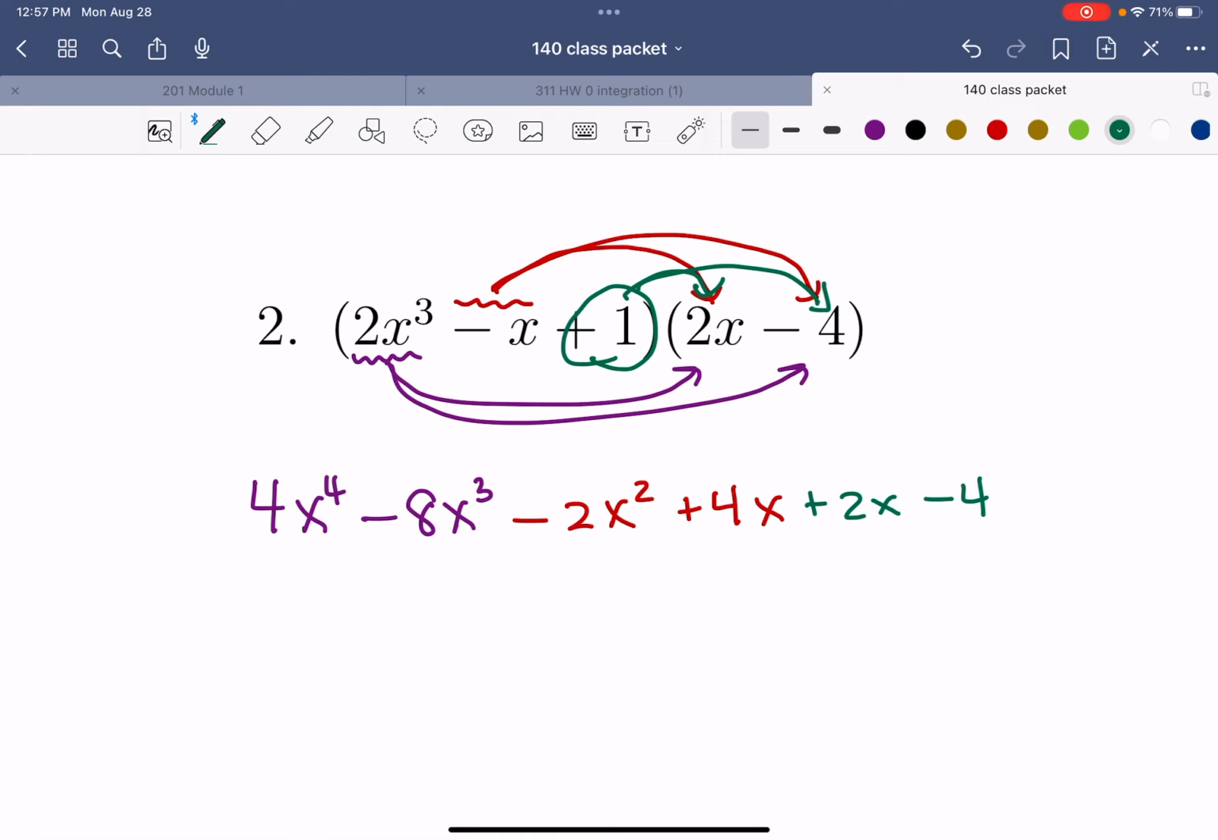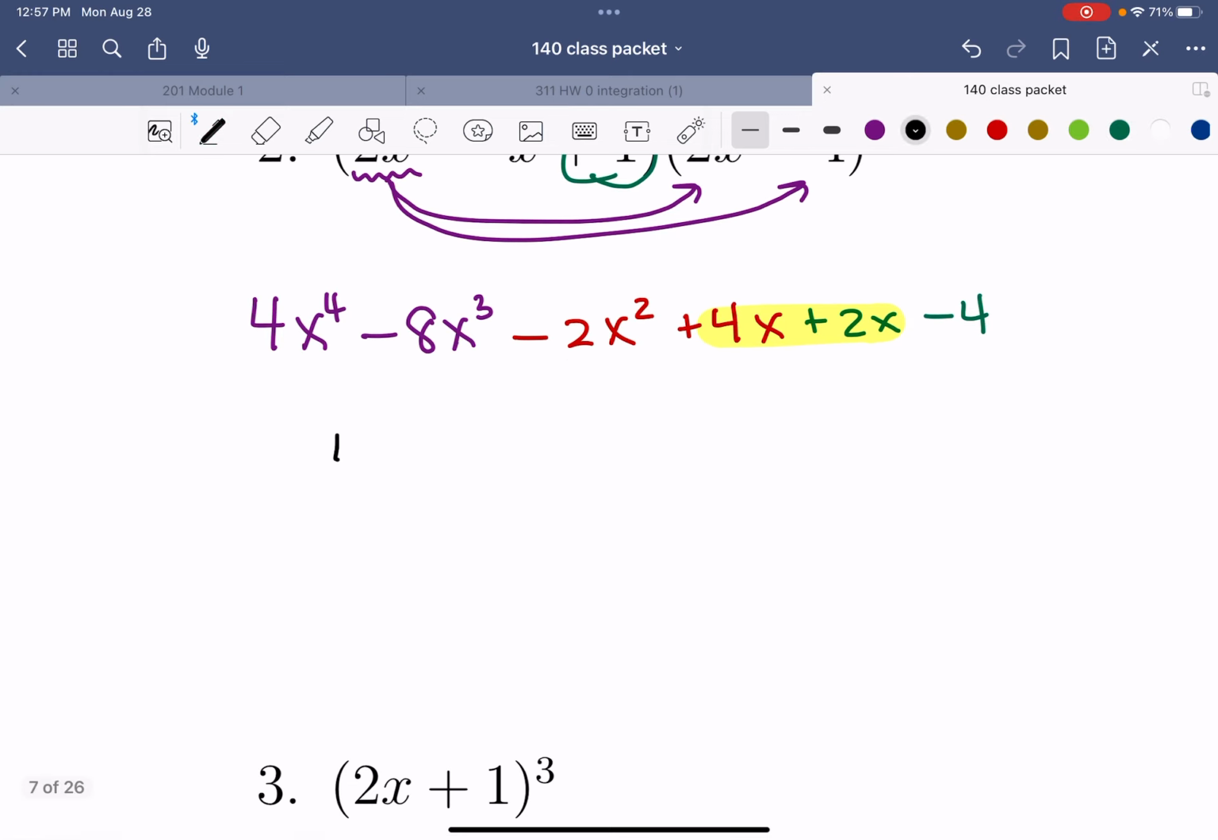Now that I have all my terms together, let's go ahead and look for like terms. The only two I see that are like terms are these two. And so we're going to combine those and keep everything else the same. So this is going to give me a final answer of 4x to the fourth minus 8x cubed minus 2x squared plus 6x minus 4.